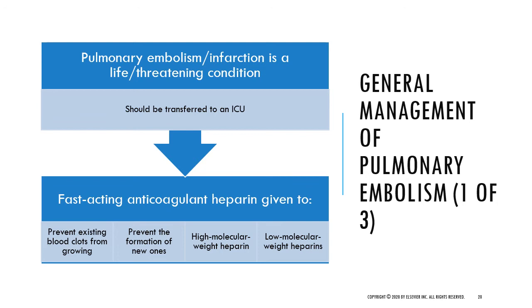Fast-acting anticoagulants such as heparin are given to prevent existing blood clots from growing any worse and to prevent the formation of new ones. Heparin is administered intravenously to achieve a rapid effect. High molecular weight heparin, unfractionated heparin, has until recently been the mainstay of treatment for patients with acute pulmonary embolism. However, monitoring and frequent dosing for this can be difficult.